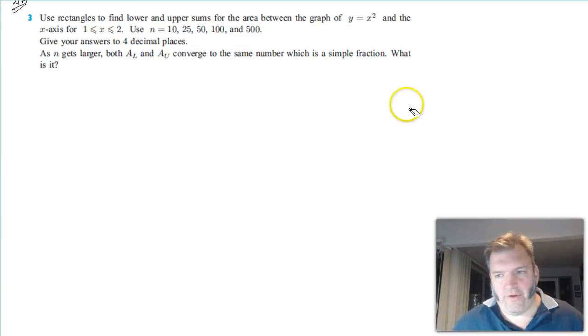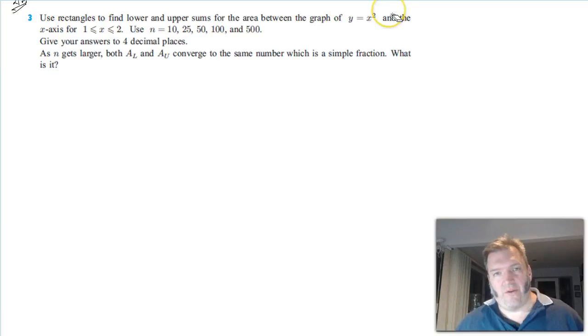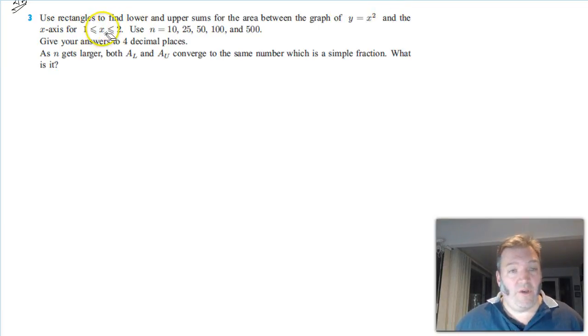Hey guys, we're going to have a look at a question from 21A here. Question 3 asks us to do the same thing over and over again. Find the area between the graph y equals x squared and the x-axis, between the x values of 1 and 2, using 10 strips, 25, 50, 100, 500.